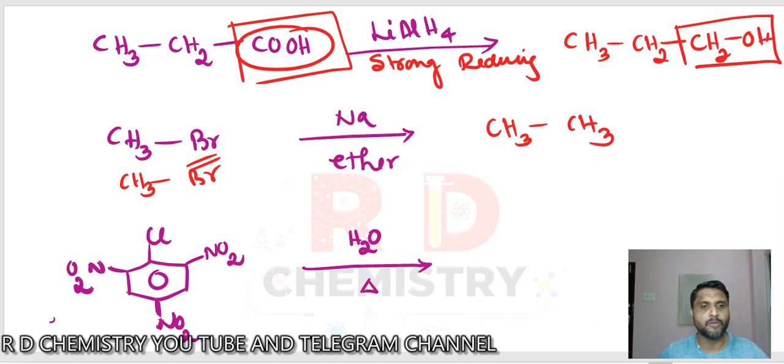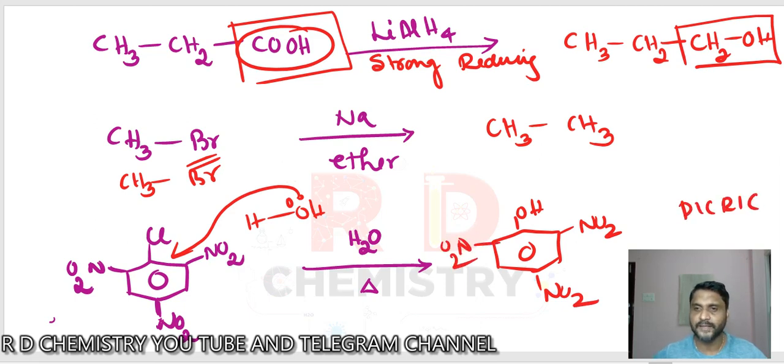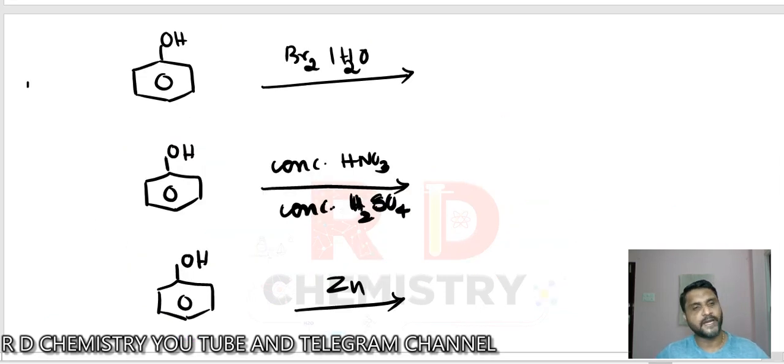Then we have got 2,4,6 trinitrochlorobenzene with water. So I can write HOH. Okay, it undergoes nucleophilic substitution reaction easily. So we are going to get now 2,4,6 trinitrophenol, which is also called picric acid. Correct? Also known as picric acid. Right? So here we have got straightforward reactions.